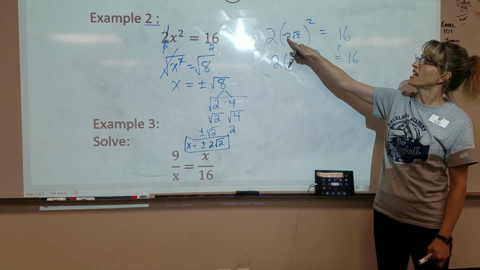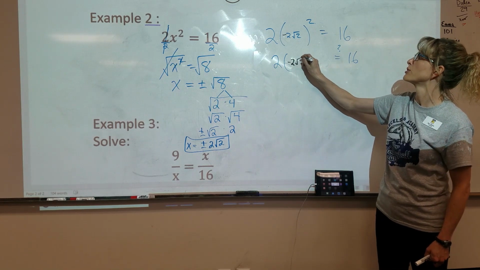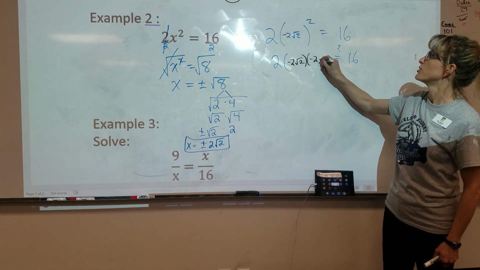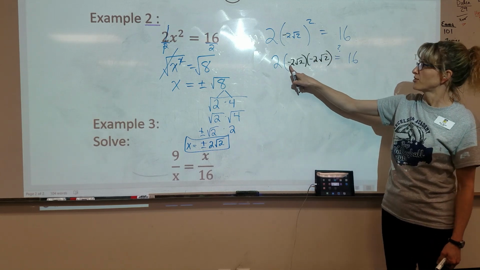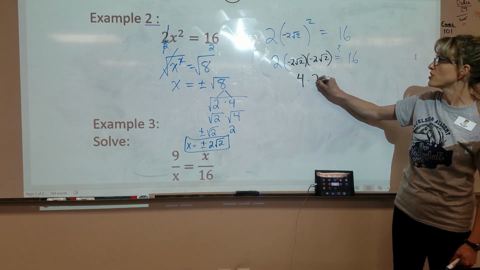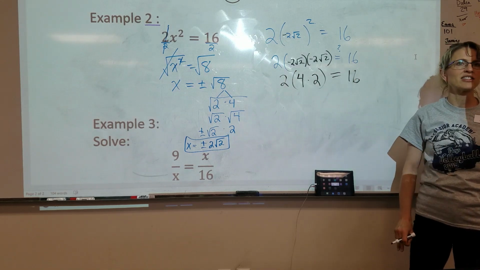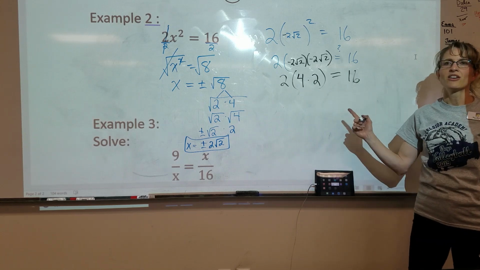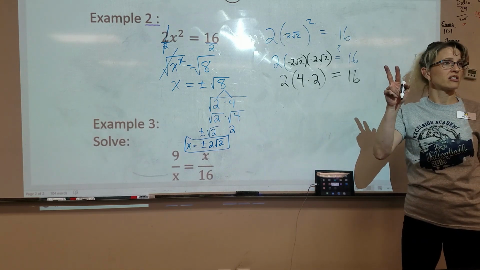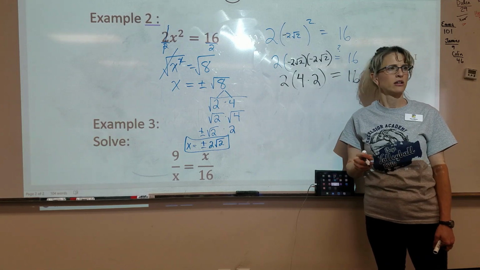Let's try the negative version. What if I had negative 2 root 2 and I squared that? Well, that's going to be negative 2 root 2 times negative 2 root 2. Negative 2 times negative 2 is 4. Root 2 times root 2 is 2. And I still get 16, right? 2 times 8. So that's why I've got 2 answers, a positive answer and a negative answer. Give me a nod if it makes sense and you're okay.